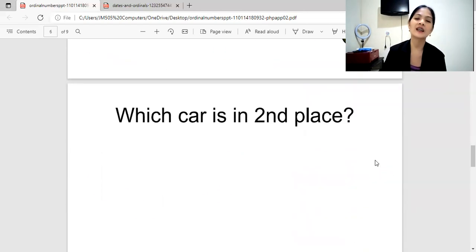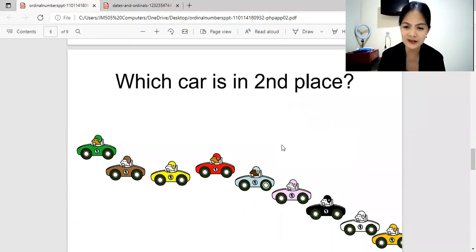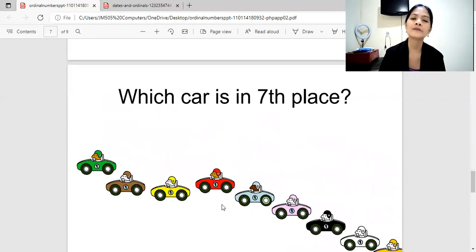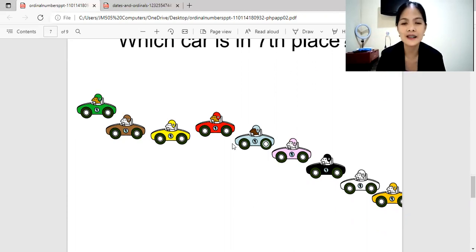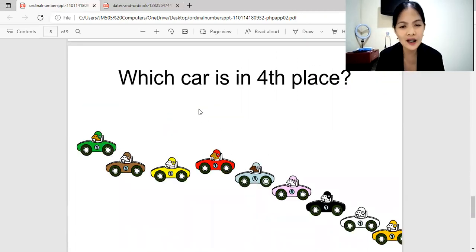Okay, very good. Next, which car is in the second place? Green, brown, yellow, red, blue, pink, black, white, yellow, or which one? Okay, very good. Next, which car is in the seventh place? Seventh place. Which one? Okay, very good. Next, which car is in the fourth place? Where? Okay, very good.